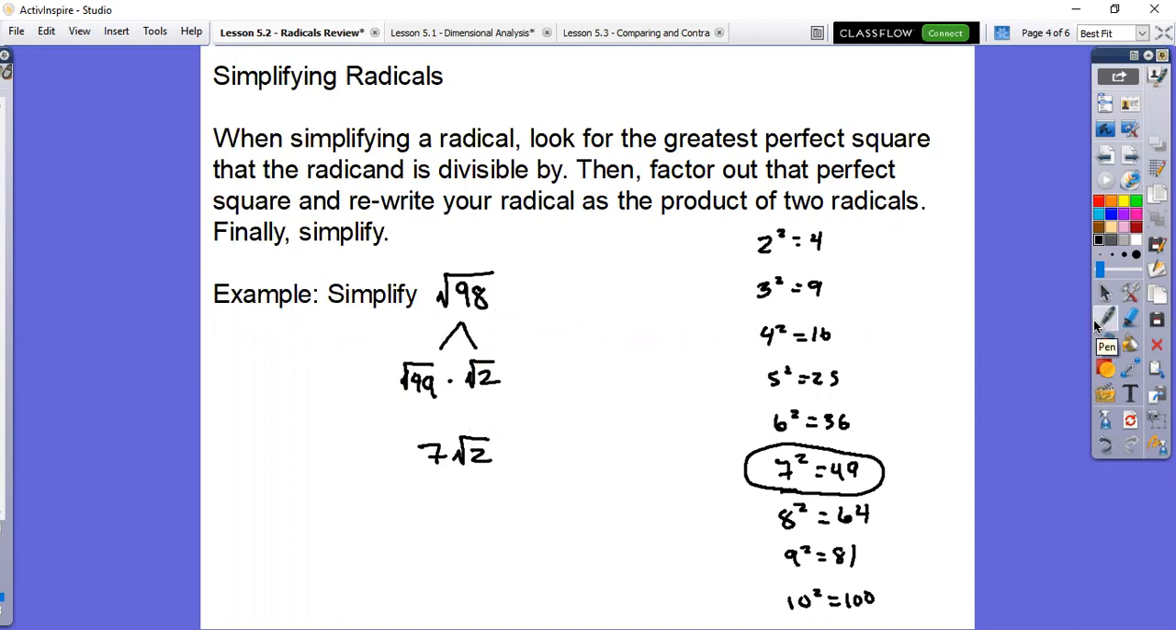All right, so again, find the greatest perfect square the radicand is divisible by, factor out that perfect square, rewrite your radical as the product of two radicals, and then simplify. If you've done this correctly, you should be left with a simplified version of your radical.